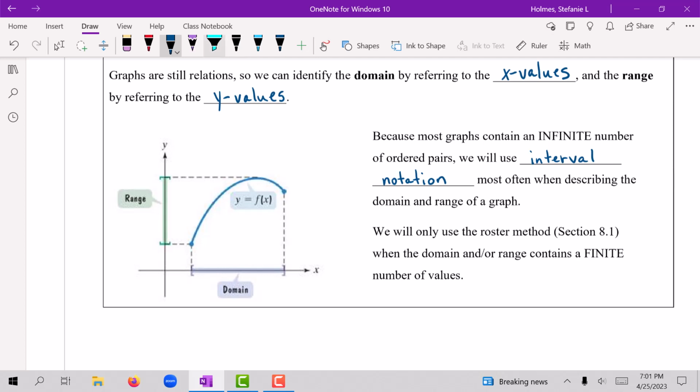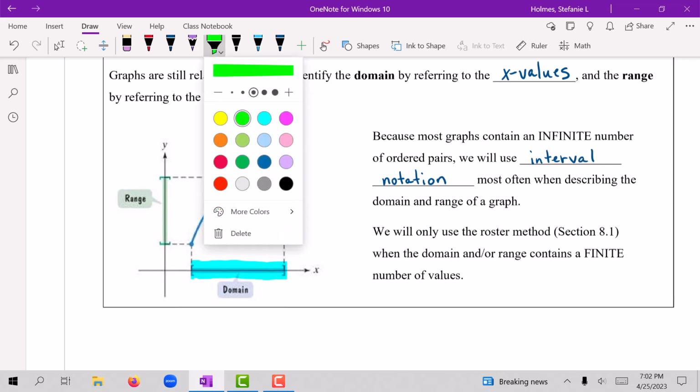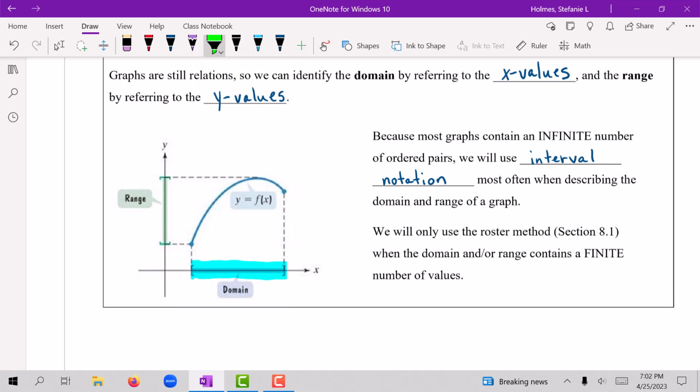So I just want to reiterate here, the domain is all the x values. So if we highlight on the x-axis where the graph starts to where it stops, that will tell us our domain. Similarly, if we highlight on the y-axis from the lowest point of the graph to the highest point of the graph, that will tell us what our range is.